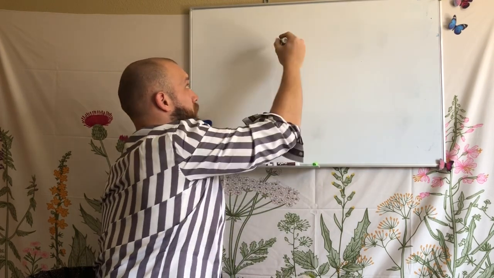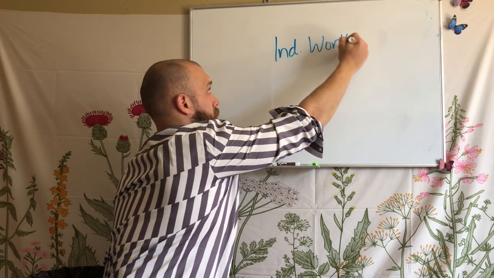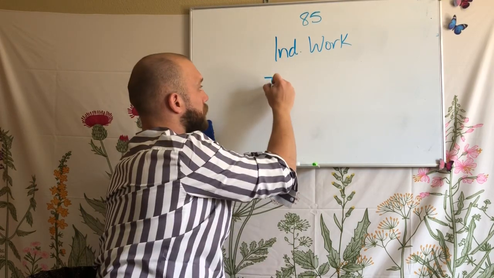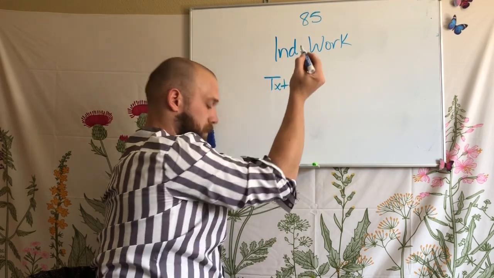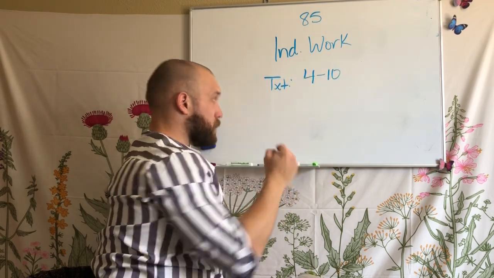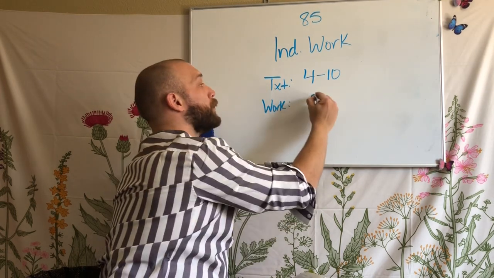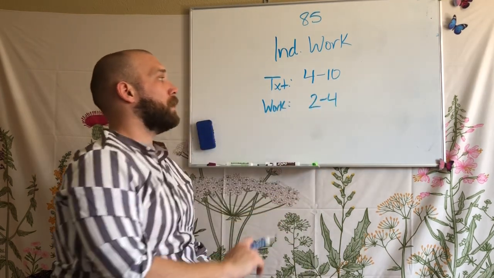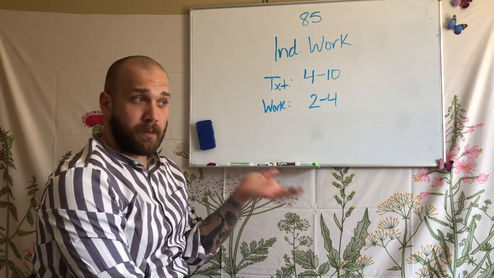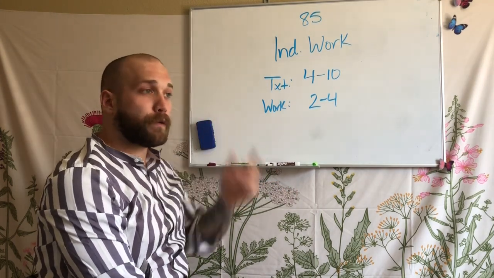So your independent work starts now. That's page 85. So textbook is parts 4 through 10, and workbook 2 through 4. If you get stuck on any of the problems, make sure you go back and watch the videos to double check to see if you're really understanding how to do the work. If that still doesn't help you, feel free to reach out to me.